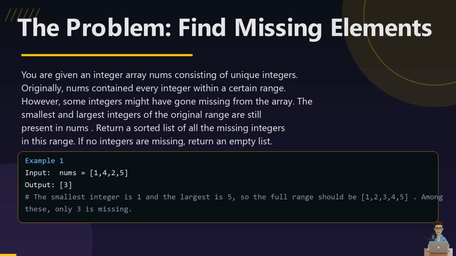You are given an array of unique numbers that originally covered every value in some range, but a few numbers in the middle got removed, though the smallest and largest values are still there. Your job is to figure out and list, in order, exactly which numbers are missing from that range. If nothing's missing, just return an empty list.